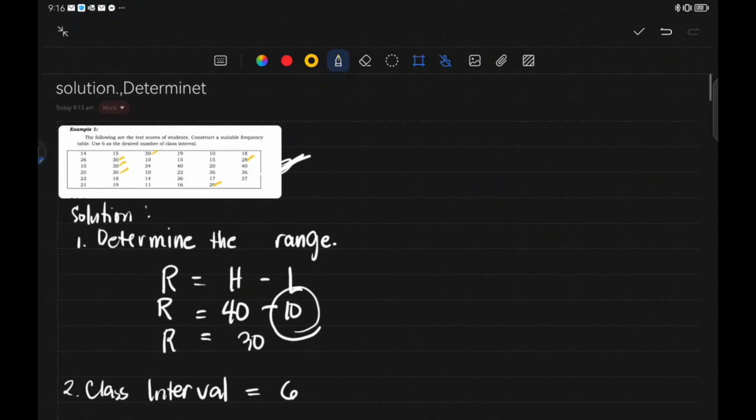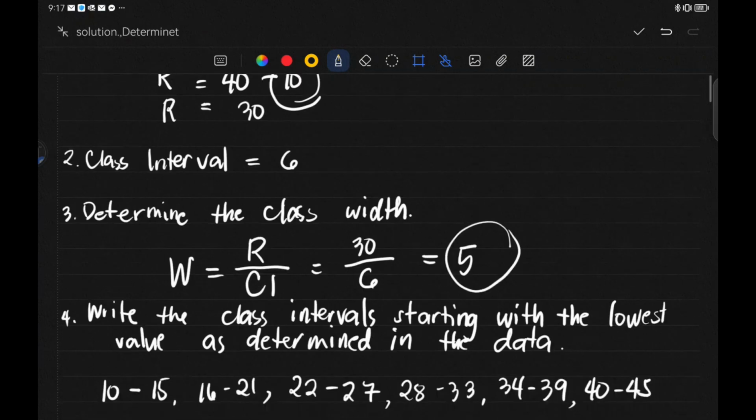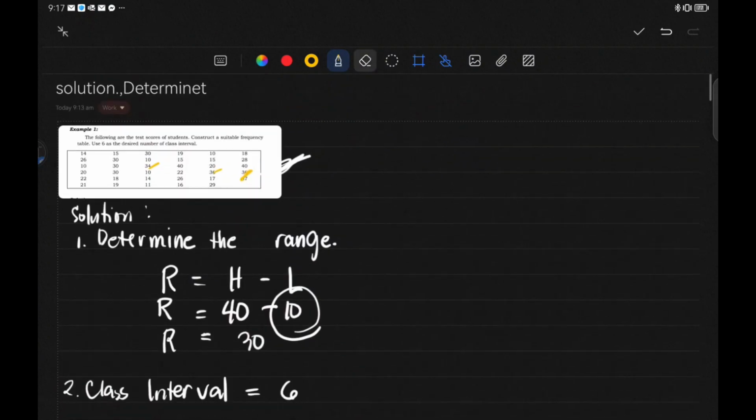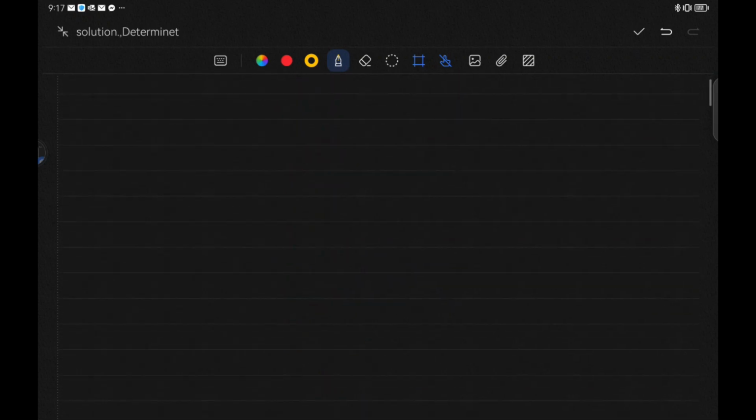And for 34 to 39, we have 1, 2, 3, 4. So we have 4. For 40 to 45, we have 1, 2. So we only have 2.